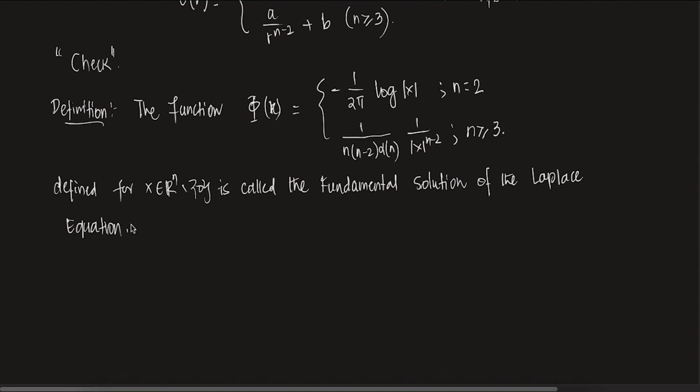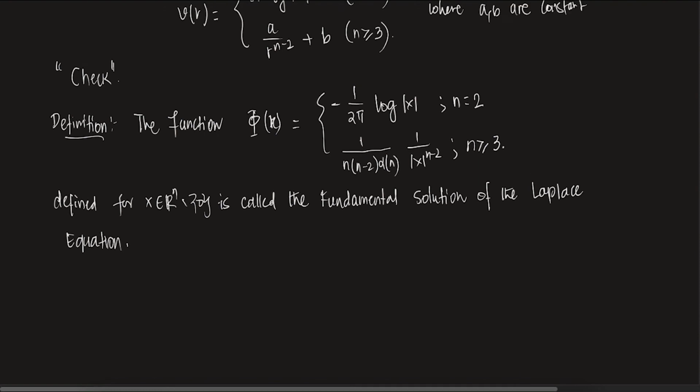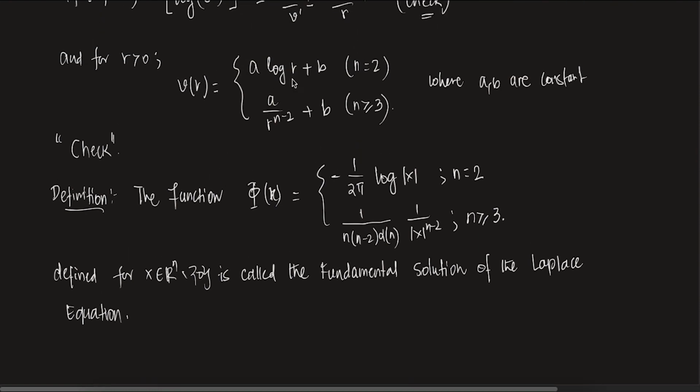Let us take some time and understand what is going on here. So I have got a u of x which looks like this, and what I am going to do is define a new function, capital Phi. So this capital Phi will look like, I am taking b to be 0 and a to be minus 1 by 2 pi. There are reasons for doing this. For now, let's just write it down, and later you will see why we do all that. So minus 1 by 2 pi log of mod x, and this is 1 by n minus 2 alpha n, 1 by mod x to the power n minus 2. So this is for n greater than or equal to 3.